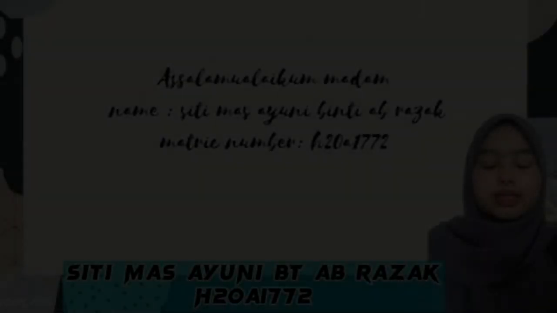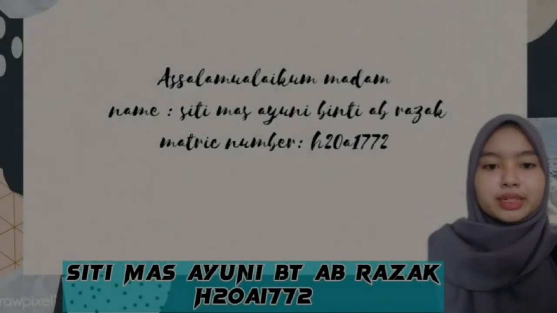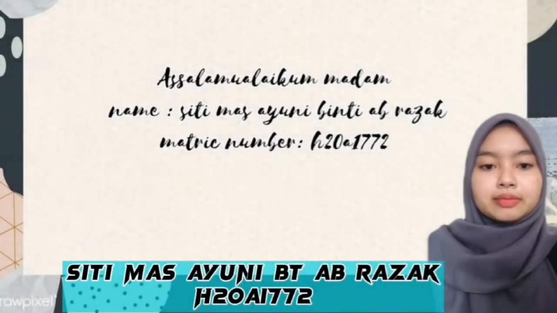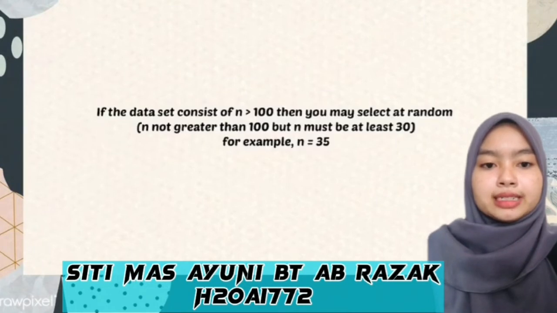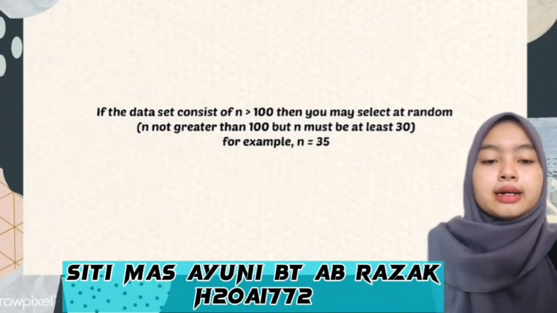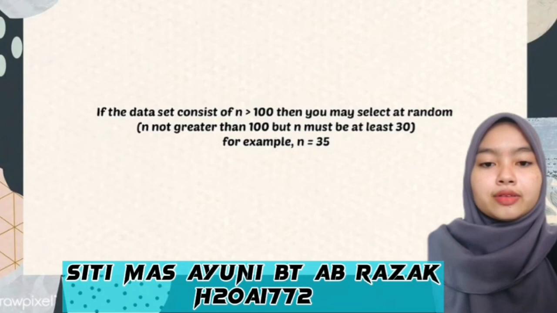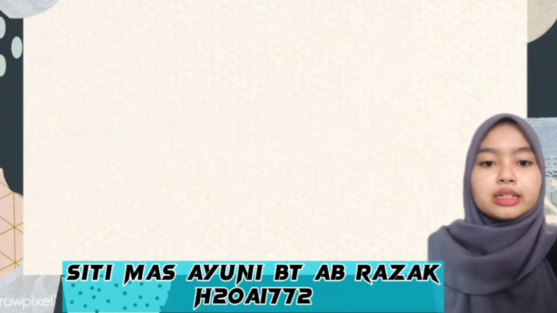175. Assalamualaikum madam, my name is Siti Masayuni binti Abdul Razak and my metric number is H2081772. In part B, the number 2 question is if the data set consists of n greater than 100, then you may select at random. N not greater than 100 but n must be at least 30. For example, n equal 55, so I decide to choose n equal 20.